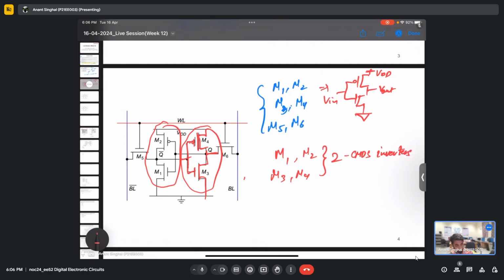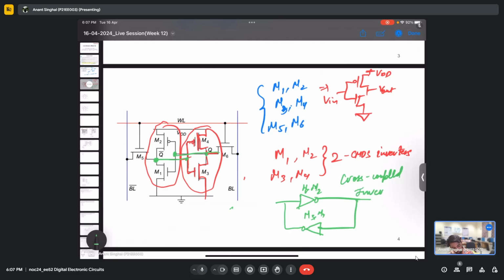And then what we have is the input of M1 M2 connected to the output of M3 M4. So basically, let's say this is M1 M2. Its output is connected to the input of M3 M4, and the output of M3 M4 is connected to the input of M1 M2. So this is nothing but cross coupled inverters. We have already studied this. This is the most basic circuit of a memory, which is presented here: cross coupled inverters.